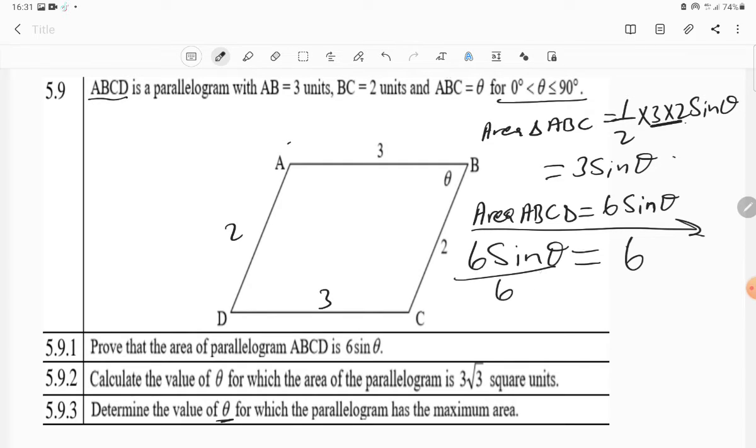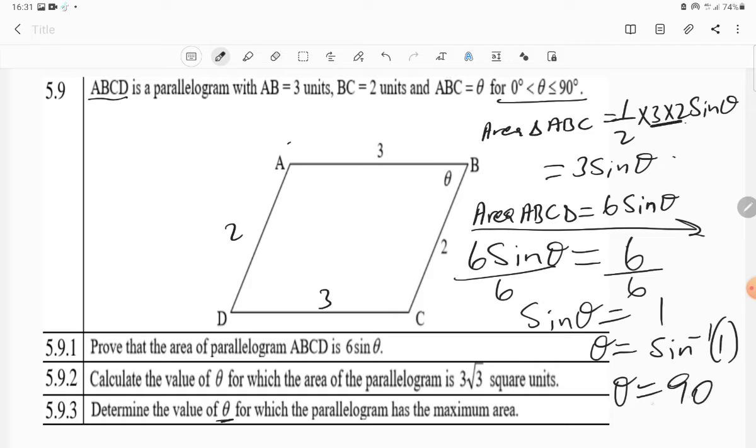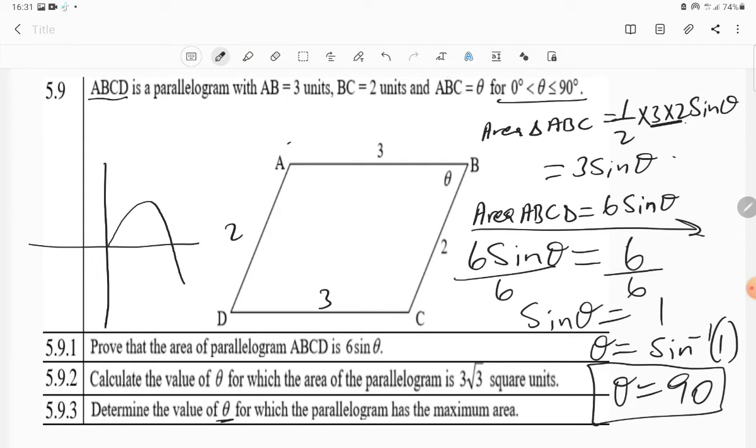Otherwise, when you get there, you can just divide by 6, then you get sine theta is equal to just 1, then your theta is just going to be sine inverse of 1, therefore theta is going to be just equal to 90 degrees. So really, when you are drawing this graph of sine, it indeed passes through this, then all the way to that one, and this maximum value is always found at 90. So we are having 1 there.